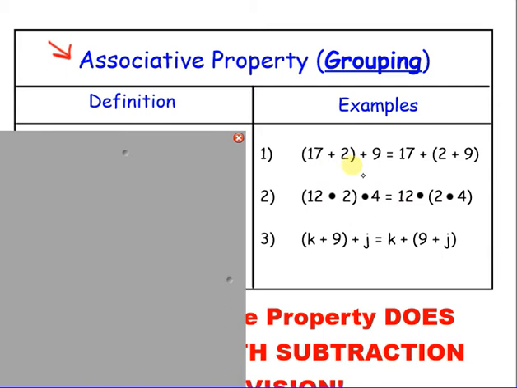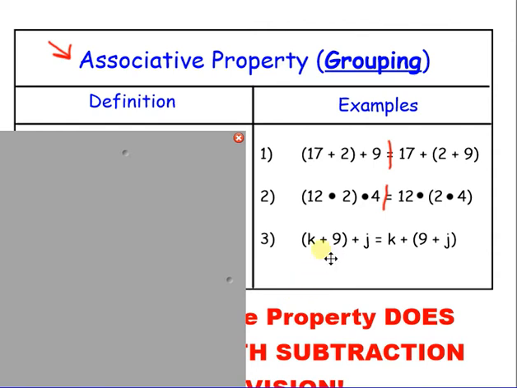17 plus 2, close parentheses, plus 9 equals 17 plus parentheses 2 plus 9. So something that you might notice there is that the parentheses changed, but did the order of the numbers change? Not quite. Let's check the next one. Open parentheses 2 times 2, close parentheses, times 4 equals 2 times open parentheses 2 times 4, close parentheses. So same thing. The order did not change on either side of the equal sign, but the parentheses moved.